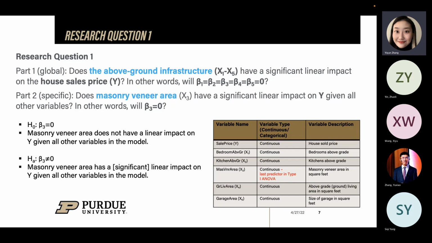There were 2 models in our first question. The first one was a general global model, and the second one was the refined global model. Both were first-order models containing all 5 predictors. In the first model, we tested whether all predictors could be dropped, whereas in the second model, we were interested in whether a specific predictor, in this case masonry veneer area, might be dropped while the other predictors were in the model. We rejected the null hypothesis in both cases.